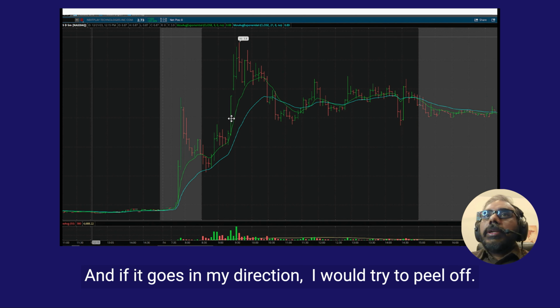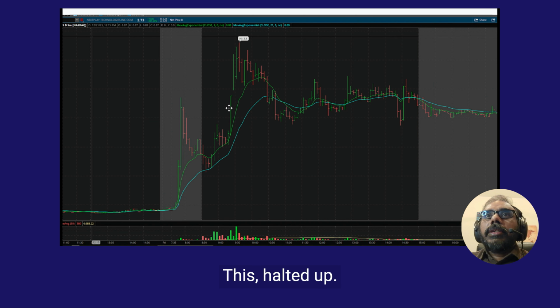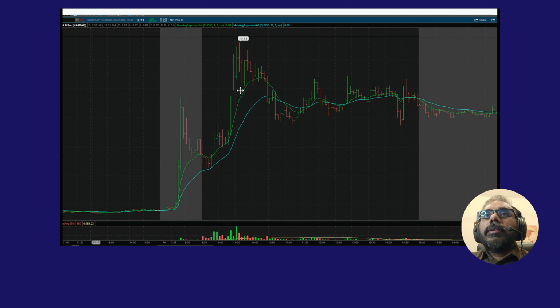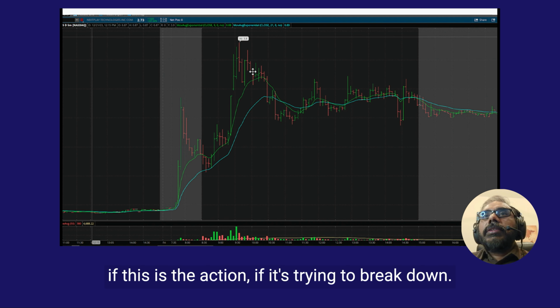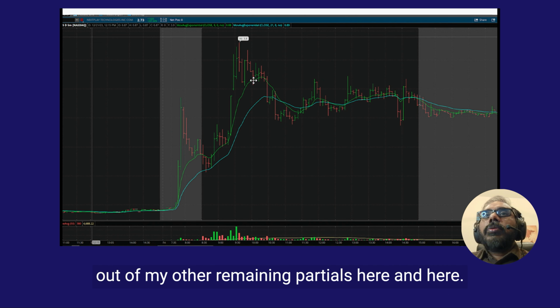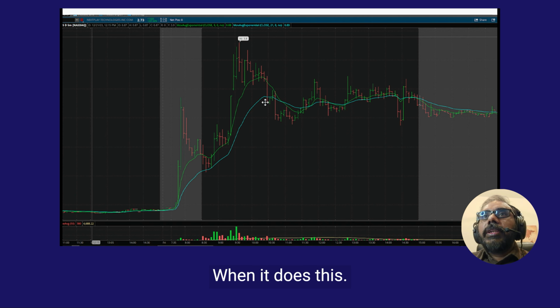And if it goes in my direction, I would try to pin off, it halted up and then resumed here. I would pin off half or one third and wait and see if this is the action. If it's trying to break down, I'll try to come out if it doesn't honor the 9 EMA. So I'll try to have a trailing stop and then come out of my other remaining partials here and here when it does this.